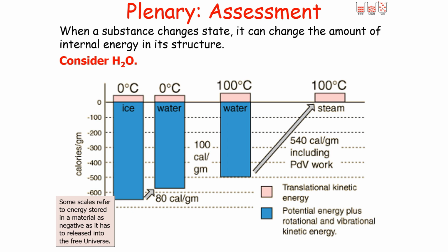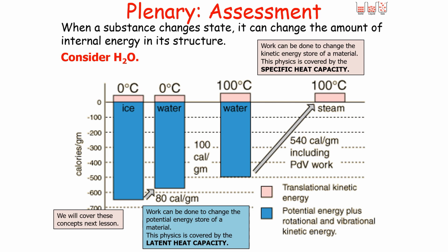Now it's important to note that work can be done in two ways to a system. Firstly, work can be done to change the kinetic energy store of a material, which will change its temperature. This physics is covered by something called specific heat capacity. And work can also be done to change the potential energy store of a material, changing its state. This physics is covered by the latent heat, and we'll cover these concepts in the next lesson on the course.